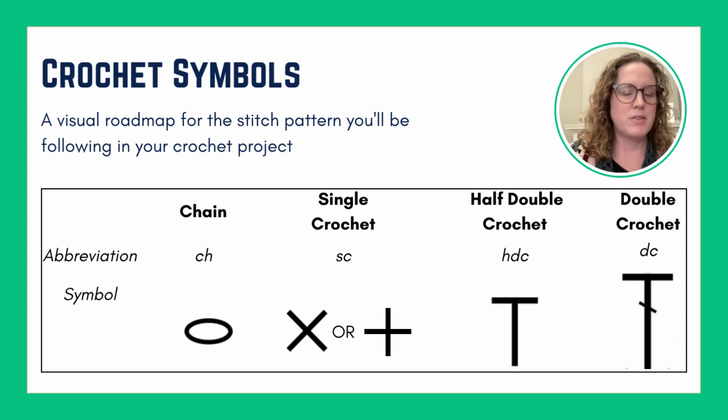So for chain, you'll see CH as the common notation. For single crochet, you're going to see an SC. Half double crochet is your HDC, and your double crochet is going to be shorthanded with DC.